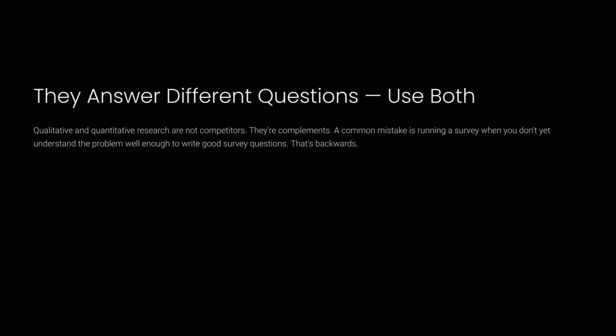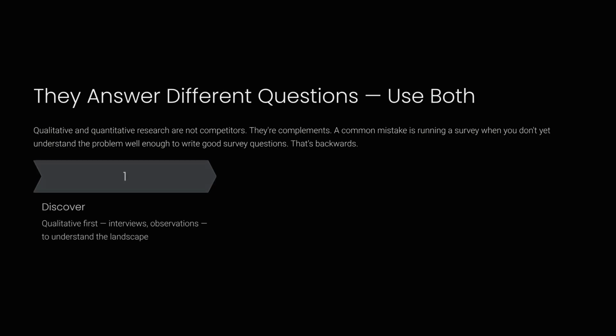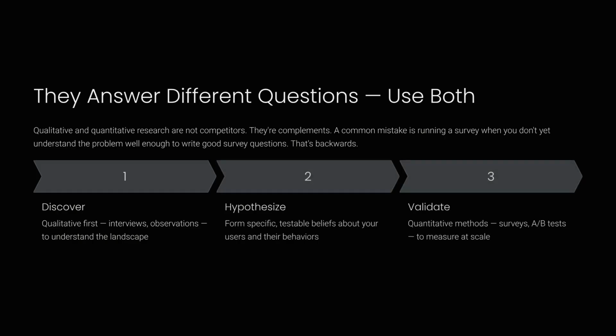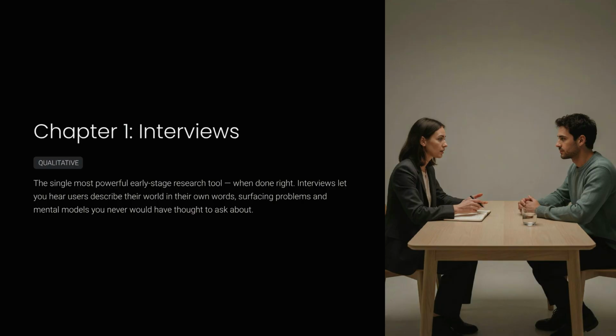Qualitative and quantitative research are not competitors, they are complements. A typical workflow starts with qualitative discovery to understand the landscape, follows with forming a hypothesis, and ends with quantitative validation to measure at scale. Moving to Chapter 1, we focus on interviews. These are arguably the most powerful early-stage research tool.